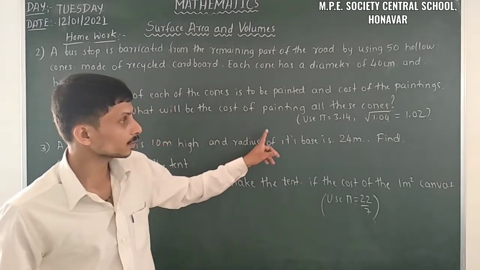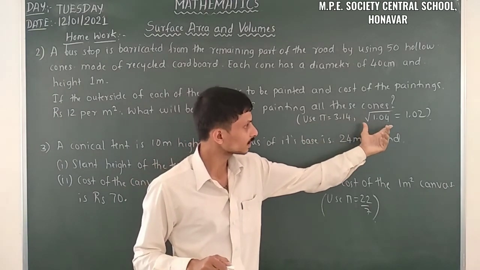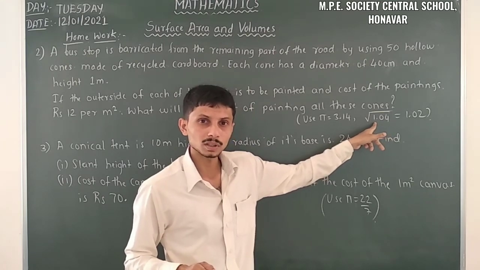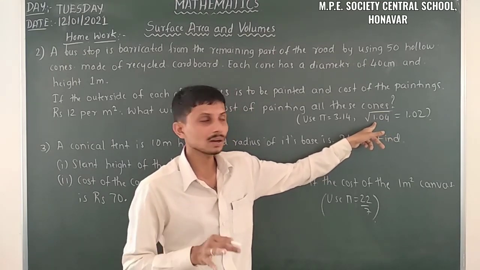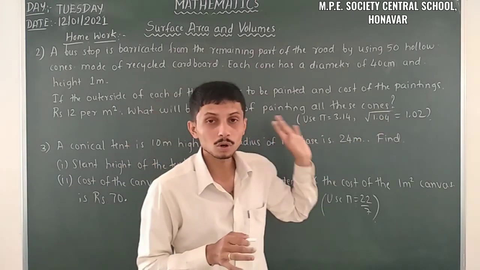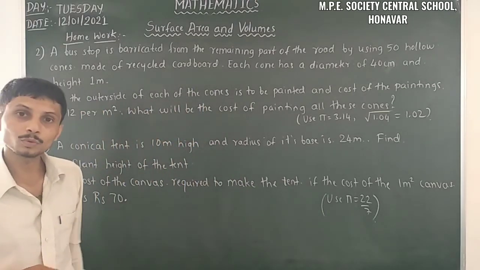Yes, so this is the first problem, and here we have to use pi equal to 3.14, and in some case we have square root of 1.04. Just substitute the value, root of 1.04 is equal to 1.02. And the next problem, let us move on to the next problem.